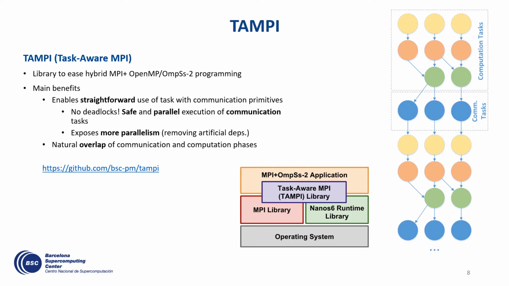TAMPI is a library that simplifies the combination of MPI with other programming models such as OpenMP or OpenMP+X. It sits between the application and the programming model's runtime libraries, as shown in the figure on the bottom. TAMPI guarantees that no deadlocks will appear even though MPI calls are placed within tasks. Additionally, it removes artificial dependencies and enables the natural overlap of computation and communication.